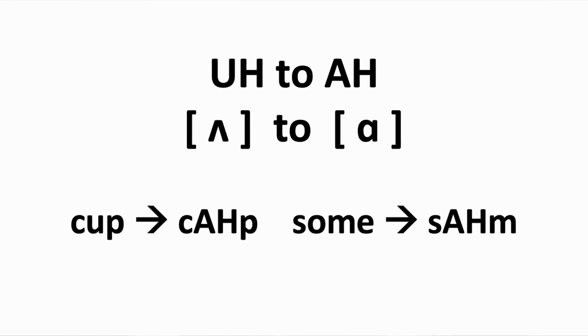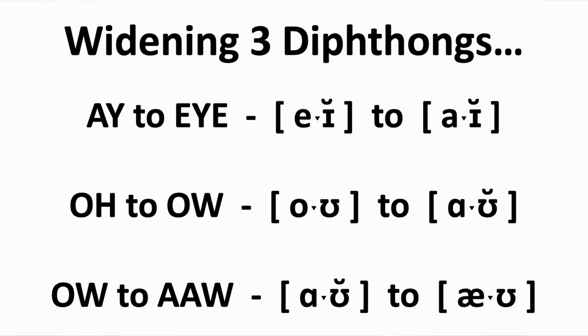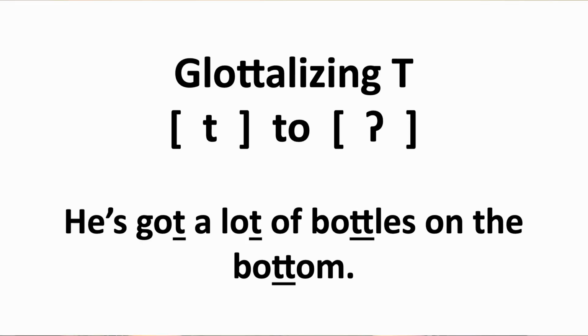First, briefly, let's review the changes I gave you in the Cockney video, which I will give you a link to in the description below. The uh sound, as in cup becoming cah, or some becoming sahm. E and oo with an on glide. T becomes tay. Who becomes whoo. Widening three diphthongs. A to I, O to ow, and ow to ow. Glottalizing T in final and medial position.